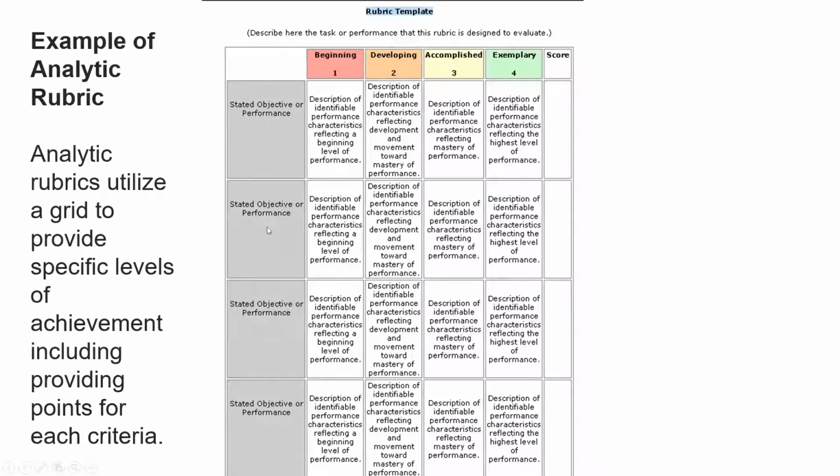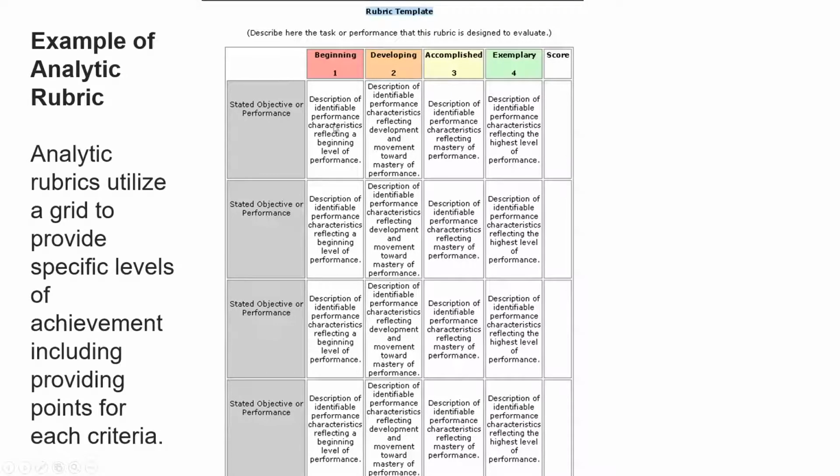Perhaps if the course learning outcome is related to different parts, yeah, like cognitive, affective, psychomotor, each aspect will have its component in the rubric development. And if it's related to the skills, same thing. Okay. So that's why analytic rubrics utilize a grid that provides specific levels of achievement. This is the grid, providing points for each criteria.